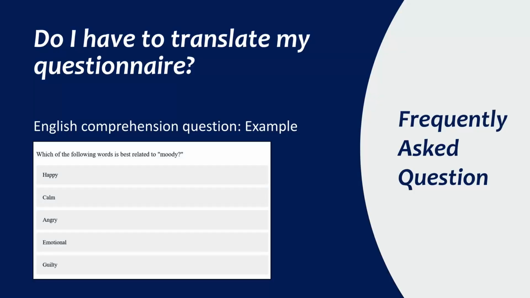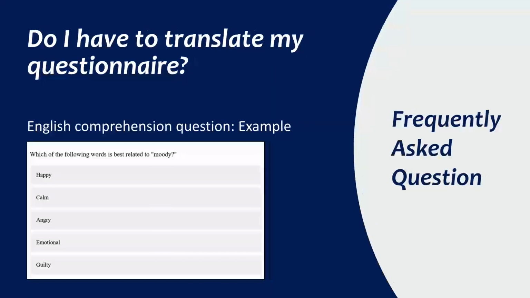One way to implement this is to ask participants to select the word most closely related to a target word, where the target word is drawn from vocabulary directly relevant to your questionnaire content. You can see an example of this format on the screen. If you are collecting data in a context where most participants are English proficient, but you cannot be entirely certain, this is a practical and defensible approach that many researchers use.